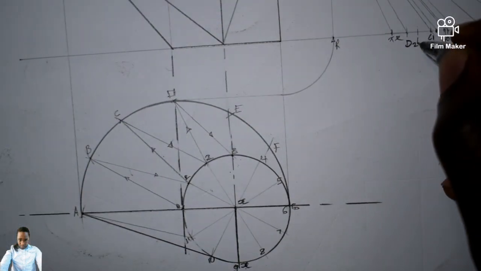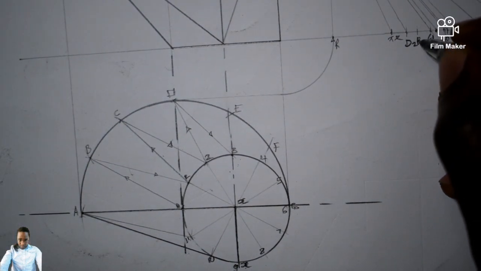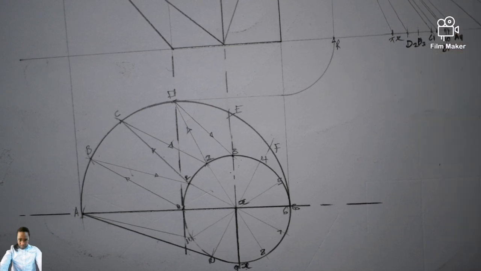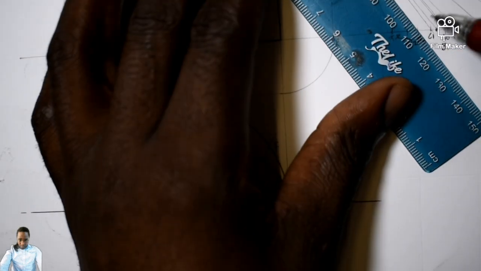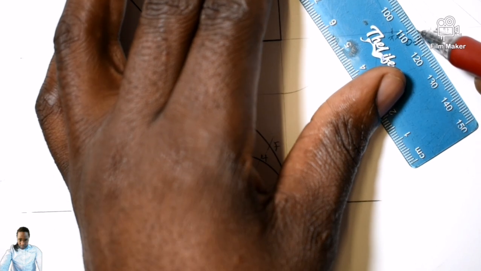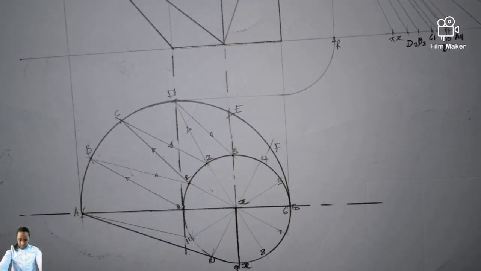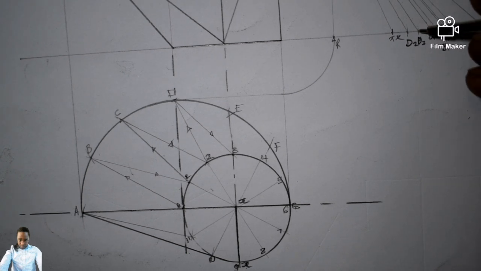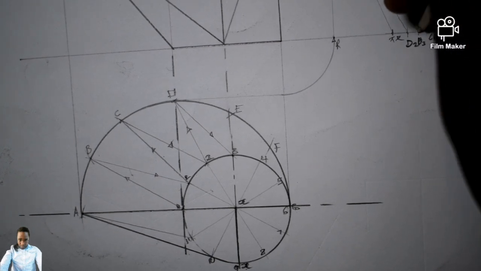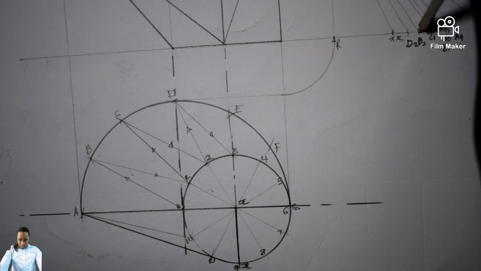So this is D. D not B. D3. Then I take it to my true length M. Median point D3. Now I come and place it here. Further extended to my median point, which is this one.